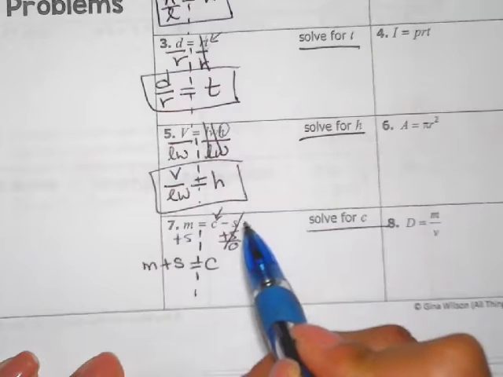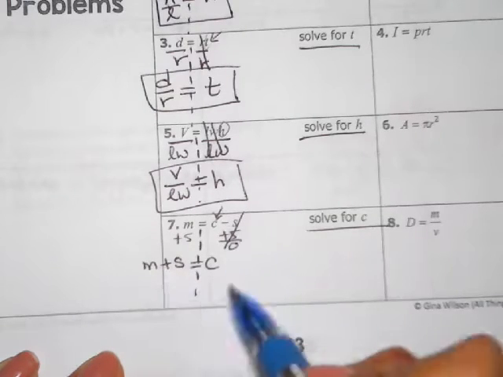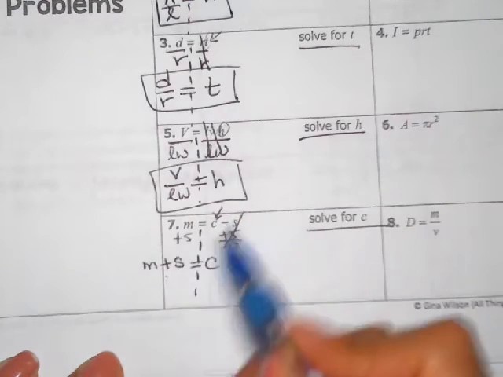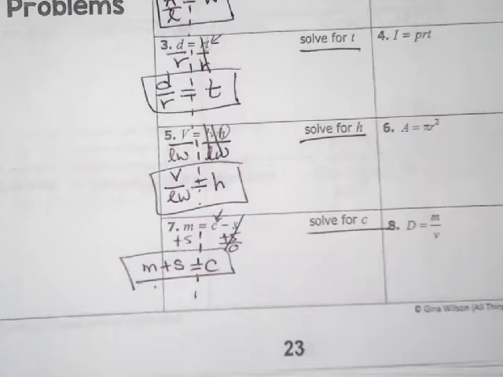If I have minus S, you can just switch it to the other side, but make sure you switch the sign. So switch sides, switch signs. And then you're done. C is by itself, so we can stop. Questions?